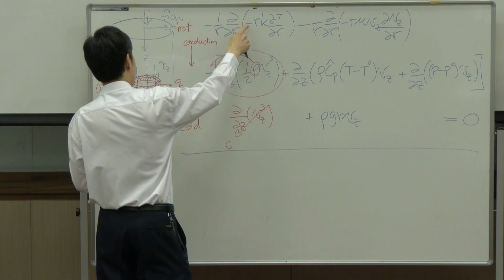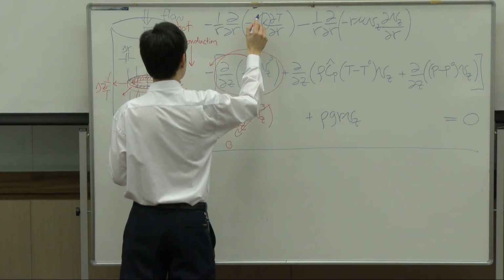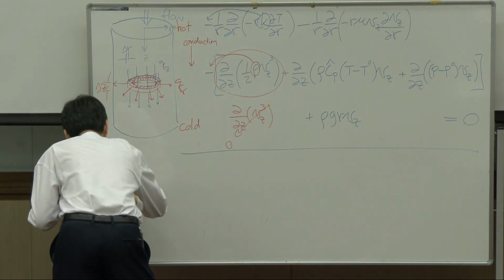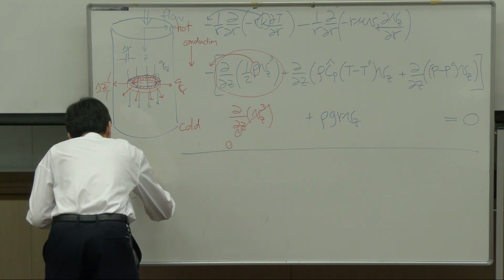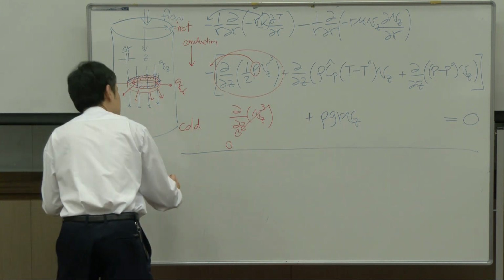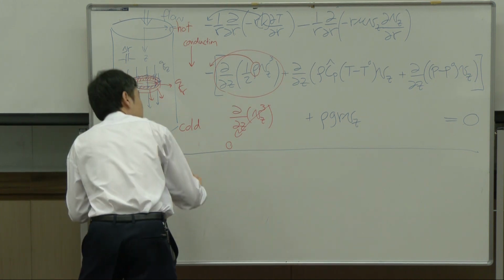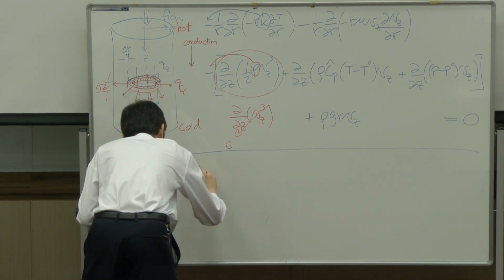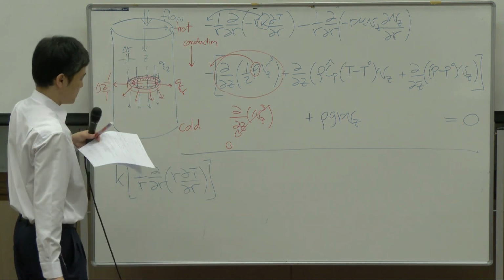Plus, minus, you get plus. K is constant, take it out. So I have K inside, 1 over R d by dr of R dt by dr. That's the first term.